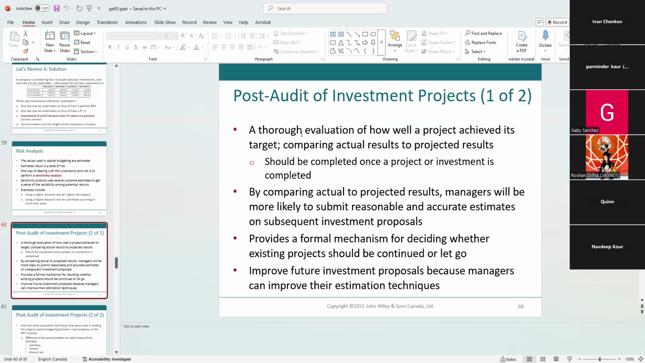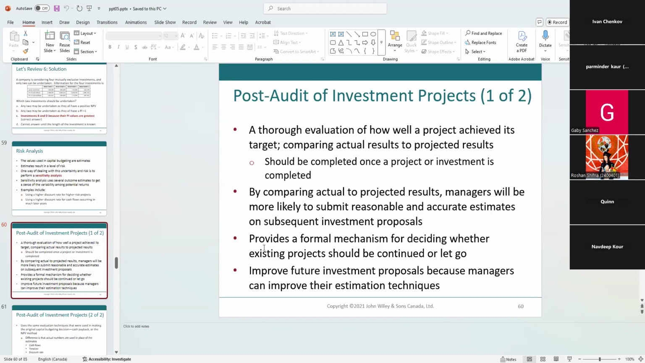We're saying, okay, this project is going to give us positive present value, or we're going to get the return that we want. But later, we start the project, then we have to check, is this project actually working in the way that we want it to work? So we have to do evaluation: how well the project has achieved the target. And then we start comparing the actual results with the projected. With that comparison, we most likely submit reasonably accurate estimates for the next proposal.